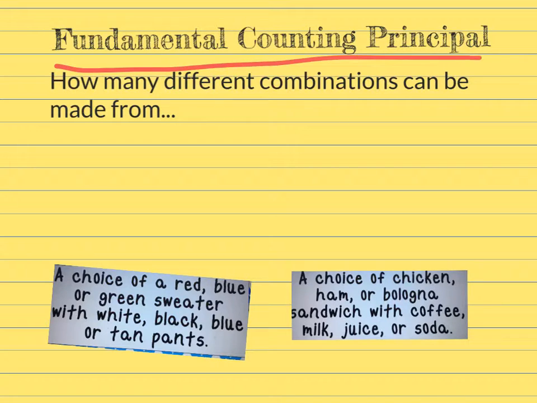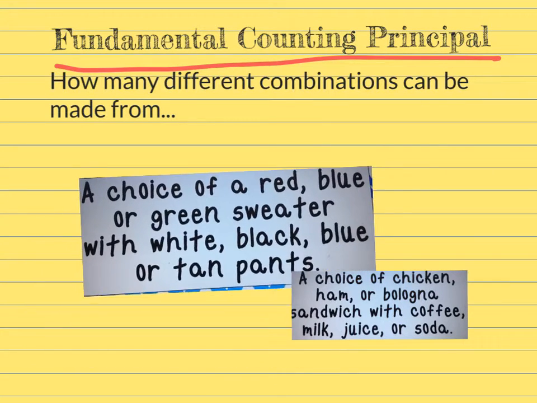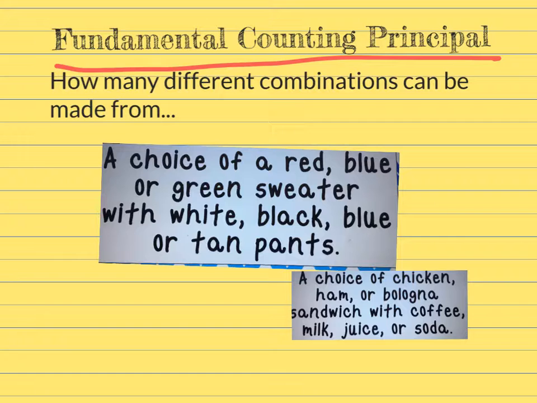So the fundamental counting principle says that we can take the number of choices for each option and multiply them together to get our total number of combinations. For example, let me show you a problem. So let's do this problem and I'll show you how it works.